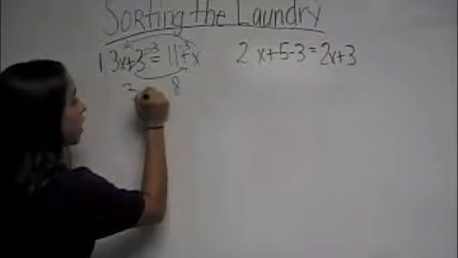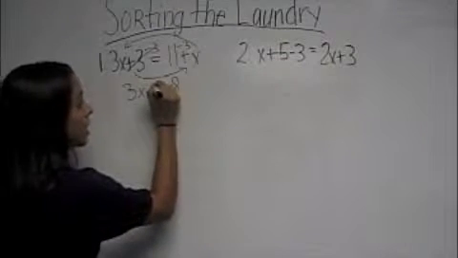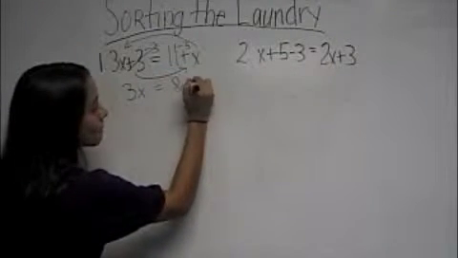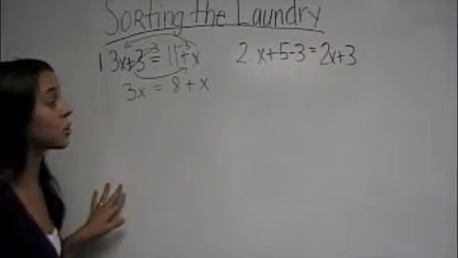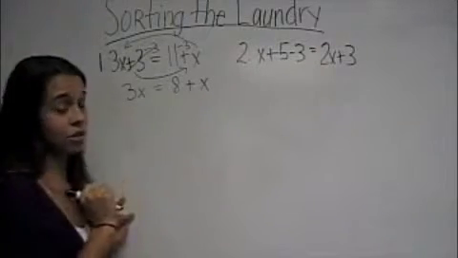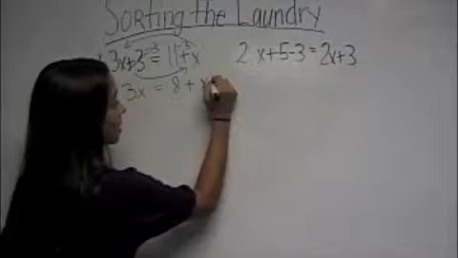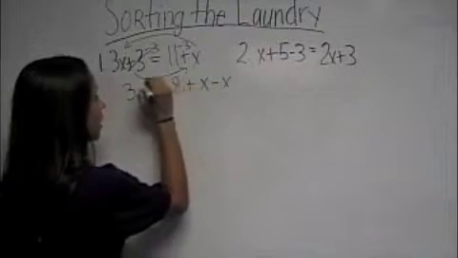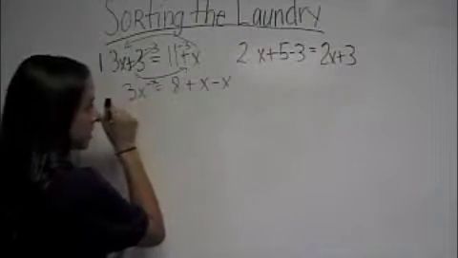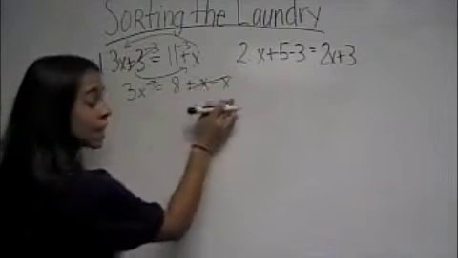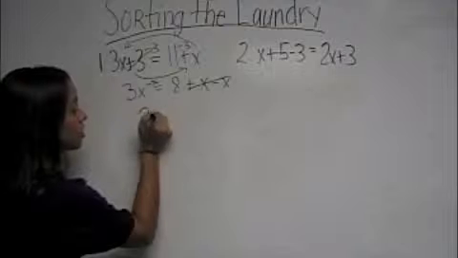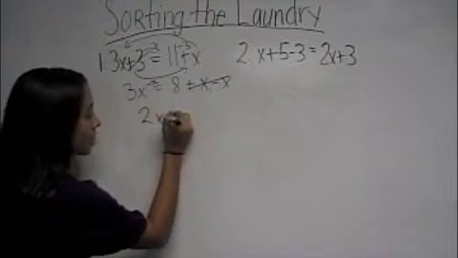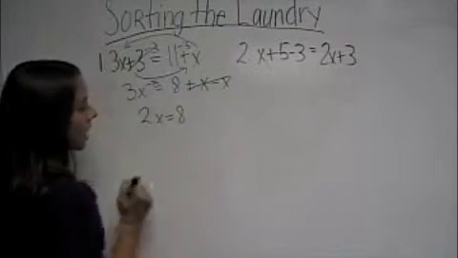Copy down the rest of your problem. Make sure your equal signs are lined up. We have 3x equals 8 plus x. Now we're going to move our x across our equal sign. So we have a plus x here, so let's subtract this x and subtract x to the other side. That cancels, and 3x minus x will give us 2x. Line up your equal sign, bring down your 8.